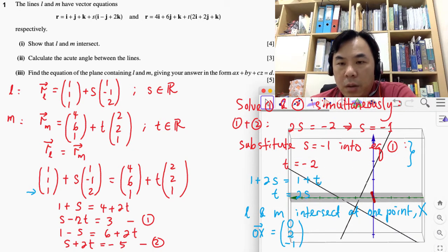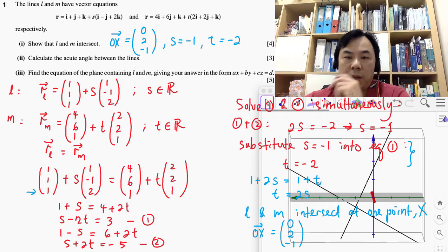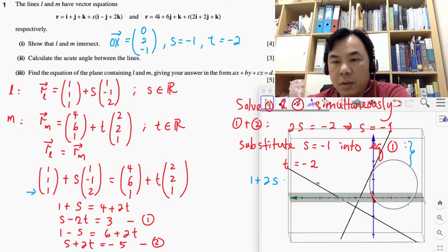Now it's a bit messy here. Before that, let me copy down the answer that we have just now. The intersection point is given as OX is 0, 2, -1. The value of s that we have found is -1, whereby t is -2. Now those are for reference.